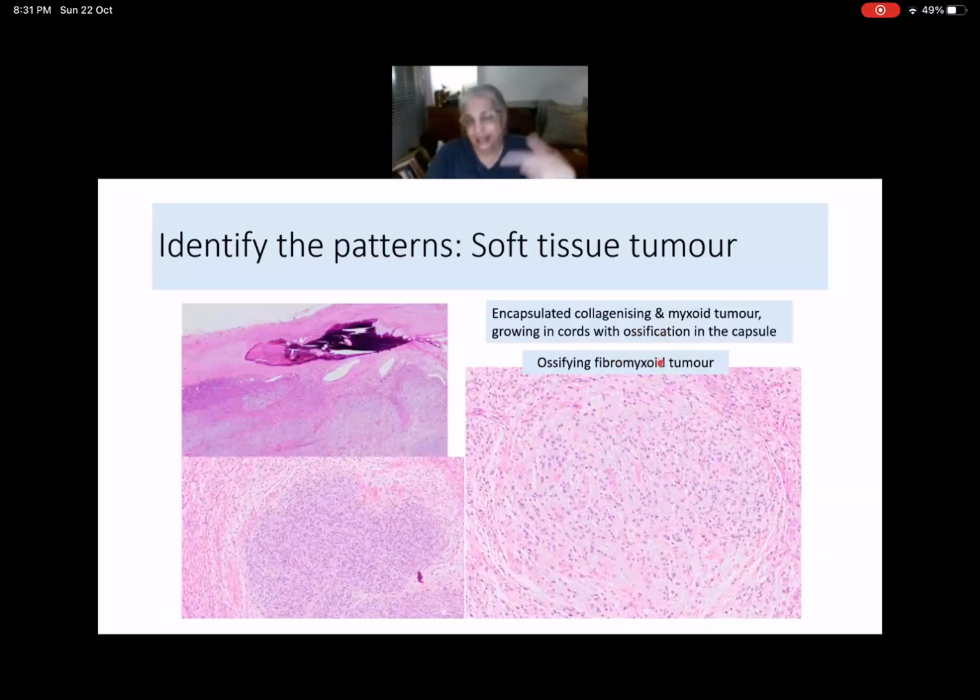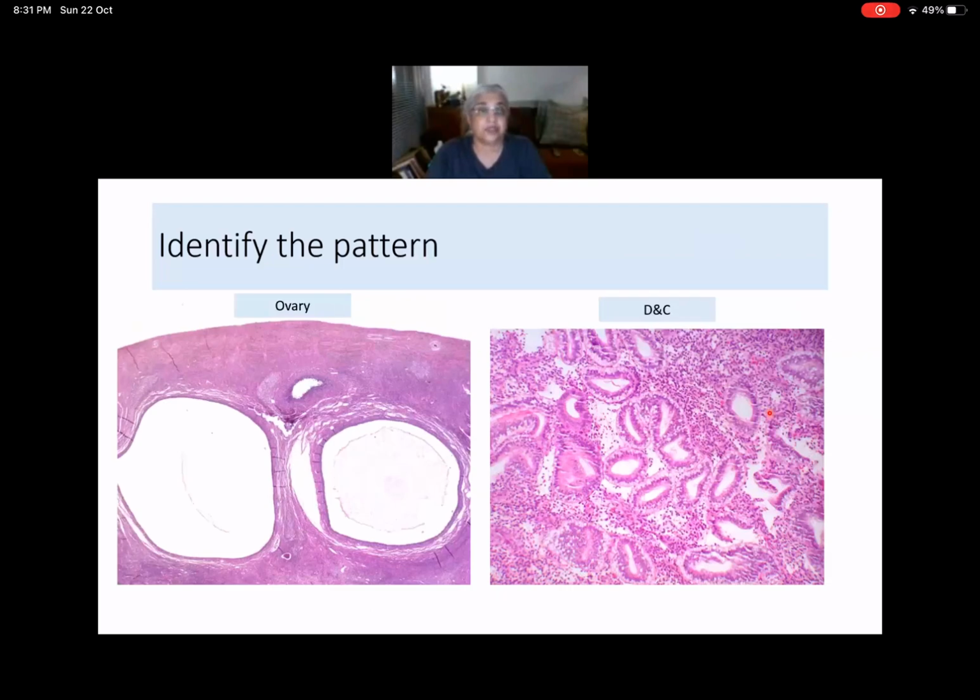Encapsulated. There's also collagenization and myxoid tumor growing in cords with ossification of its capsule. And this just happens to be the description of an ossifying fibromyxoid tumor. See, the whole thing is there in its description. Fibromyxoid. It's often encapsulated, or it seems to have a capsule, and it's ossifying. I tell you that if you do your observations well, you can even come to the diagnosis.